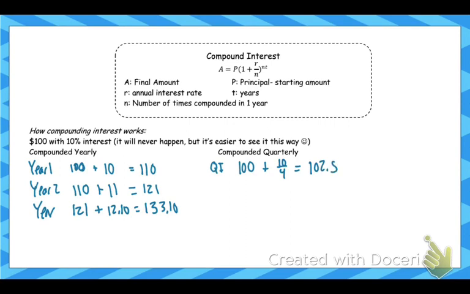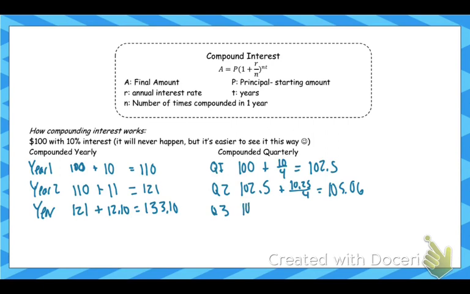All right, let's go to quarter two. At the start of the quarter, I have $102.50. I would get 10% of that divided by 4. So 10% of that, and then a quarter of that. Then that's going to give me $105.06.